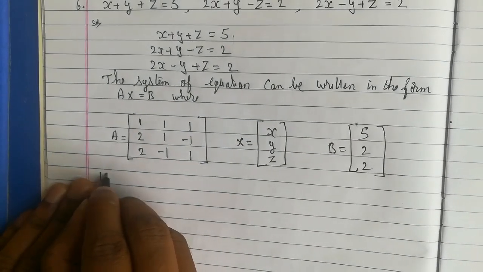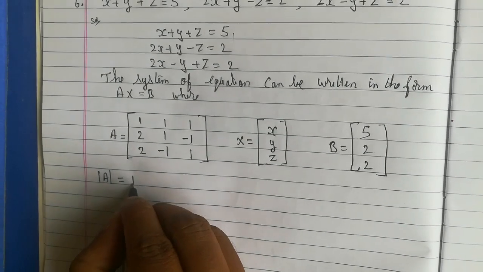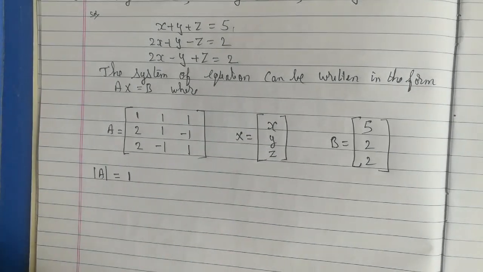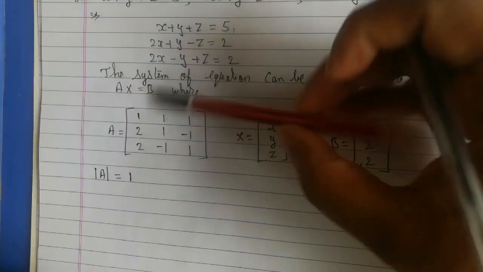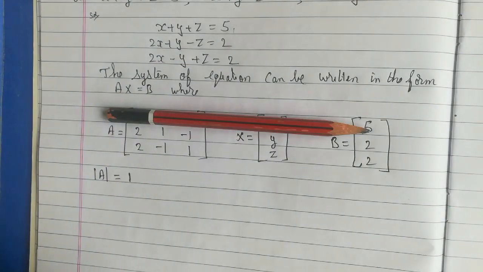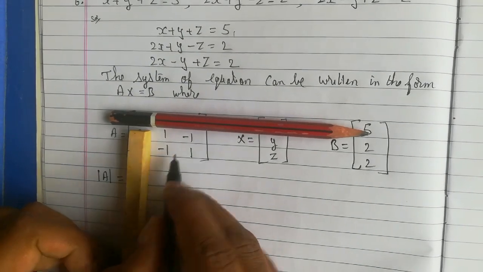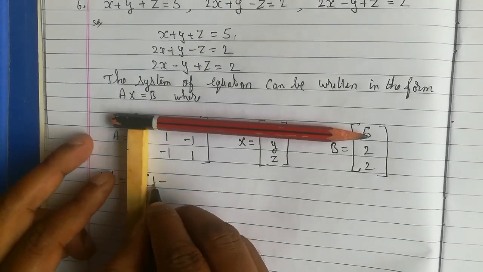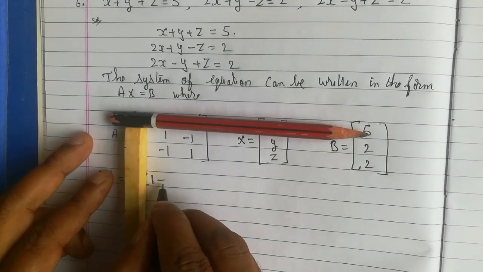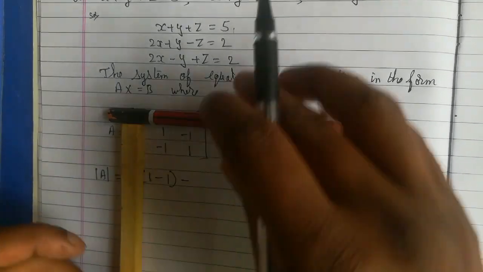Now find the determinant of A. We have already seen how to find the determinant of A. Take the first one, 1. What we have to do is leave out that row, leave out that column. So this minor matrix we have to multiply. Multiply this 1 into 1, 1 minus, minus 1 minus 1 is plus 1. Already 1 minus is there. Alternately plus minus. So minus.